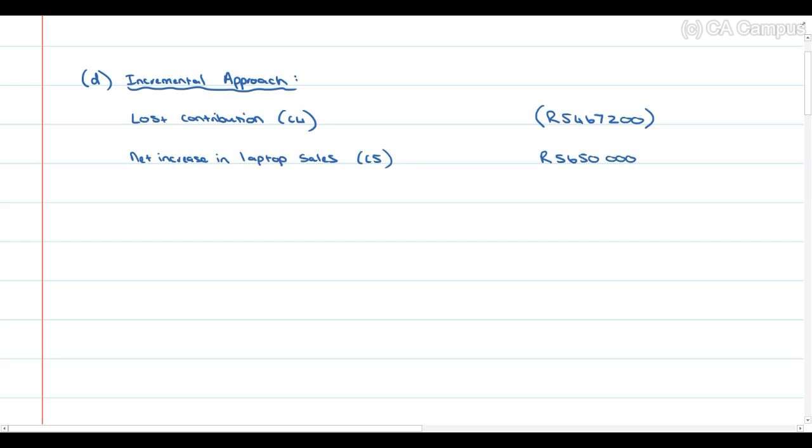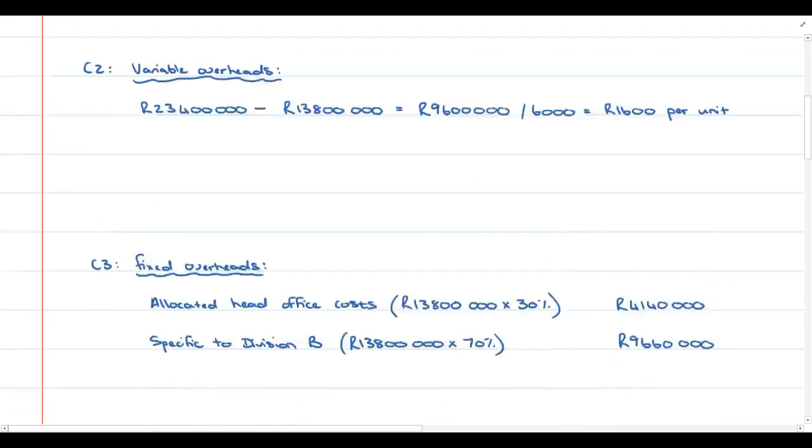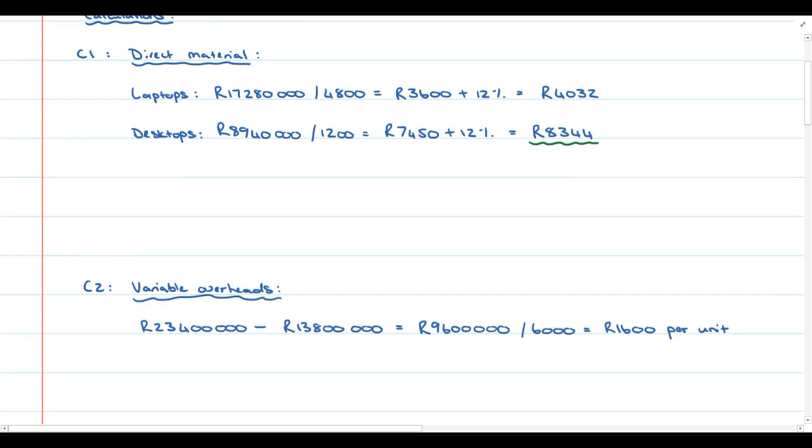All right, so we've dealt with the sales of laptop computers. We now need to look at the variable costs associated to laptop computers. So the two variable costs that we have are direct material and variable overheads. So let's first look at direct material. We know that the direct material cost per unit is going to increase by 12% to 4,032 Rand.